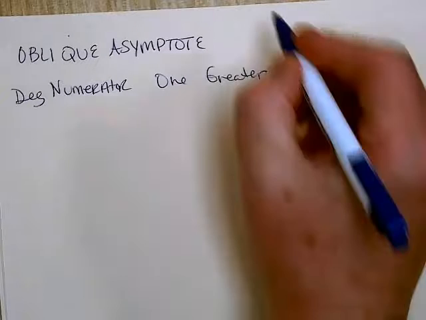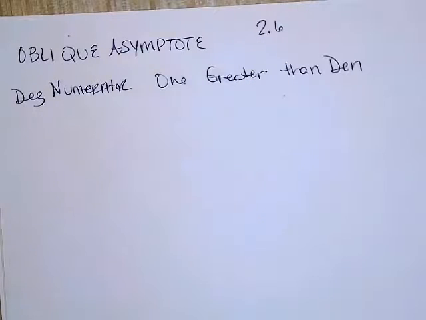We're on lesson 2.6. This is part 4. I'm just doing these in little sections for y'all. The degree of the numerator is 1 greater than the degree of the denominator. We have an oblique asymptote.